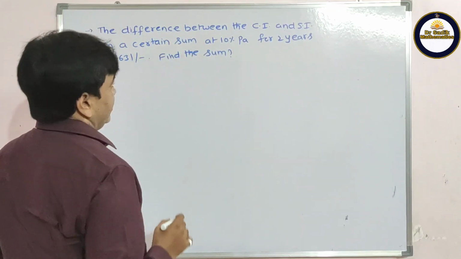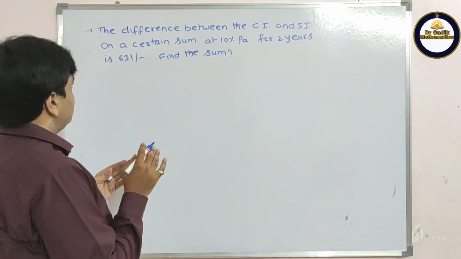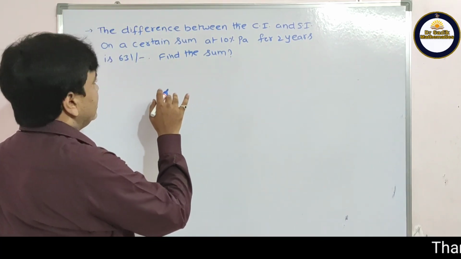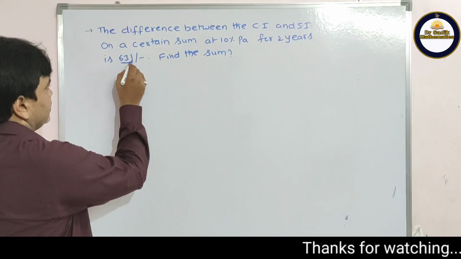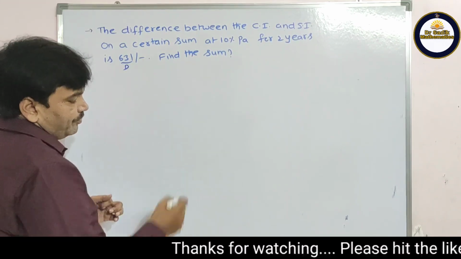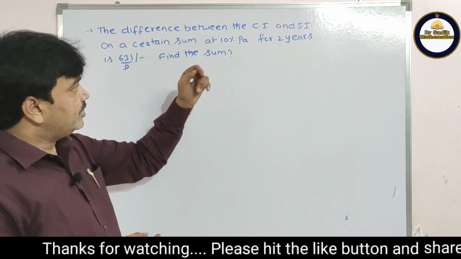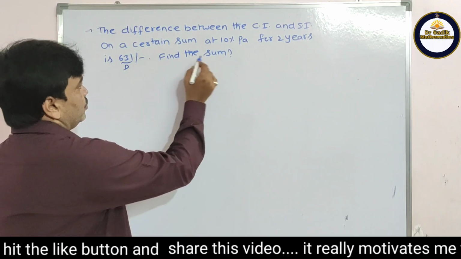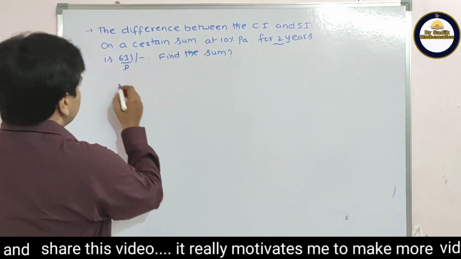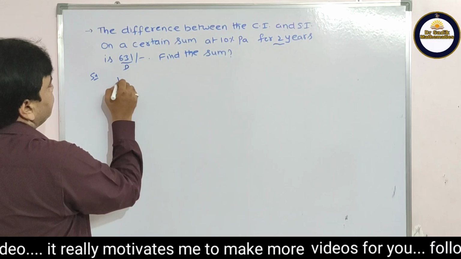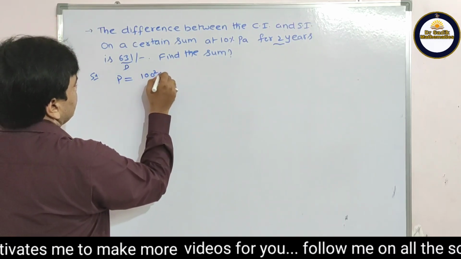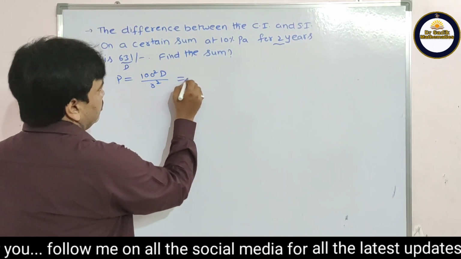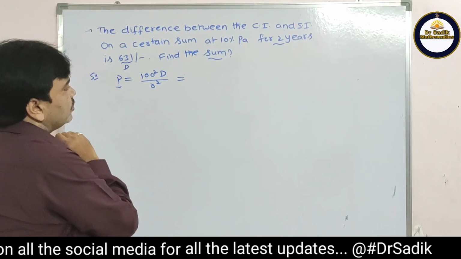The difference between the compound interest and simple interest on a certain sum at 10% per annum for 2 years is 631. This is the difference friends, D. Find the sum. He has given the difference between simple interest and compound interest. We know the formula for 2 years. What is the formula, friends? P is equal to 100 square D by R square. We are finding the sum here, so P is the sum.